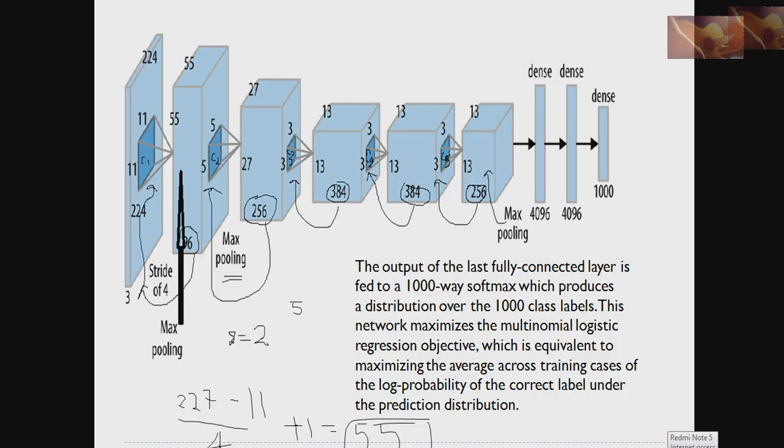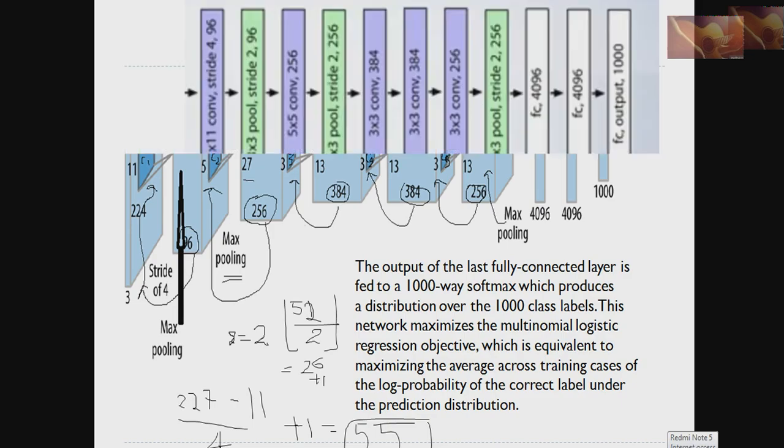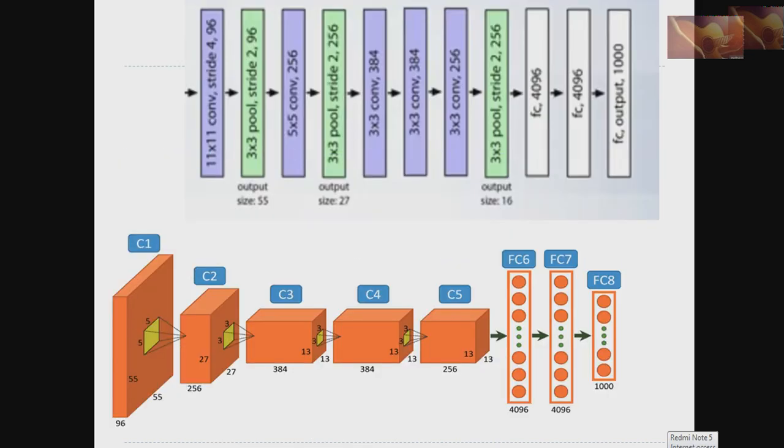As we know, we will have to take the floor, so 25 plus 1, what we get, 26. Oh, 26. So 51, 55. Oh, so 55 minus 3. 55 minus 3, so it should be 52. Okay, 52 divided by 2, 26 plus 1, 27. So here we get the 27 figure.